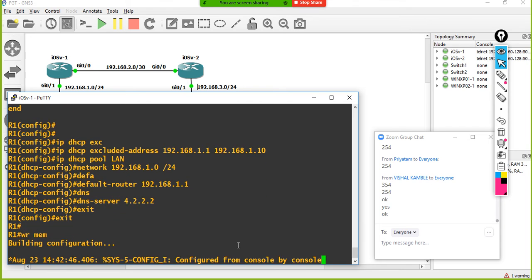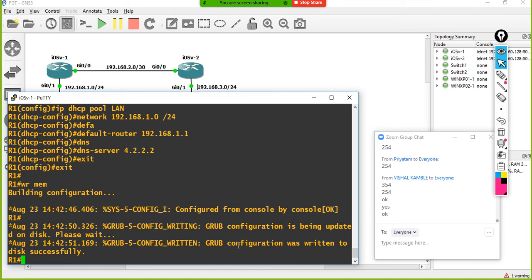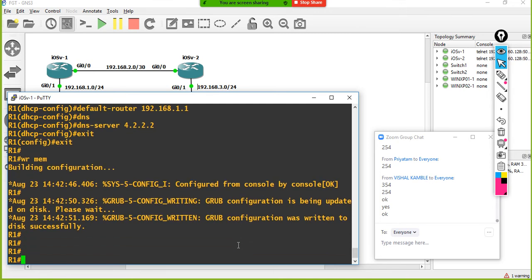Is it clear, everybody? Are we missing anything, guys, here in router 1? Is it fine? So what we did, we configured the interfaces, we configured the DHCP. Is there anything pending? I think nothing, right, guys? What do you think? Everything is fine so far. So can I go to router 2?